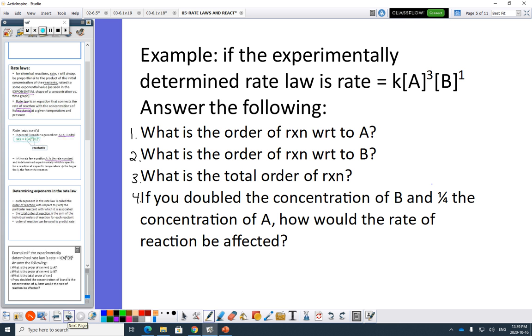So here, if you're given this rate law, the order of reaction with respect to A is 3 and B is 1. Where did I get that from? It's just the exponent.